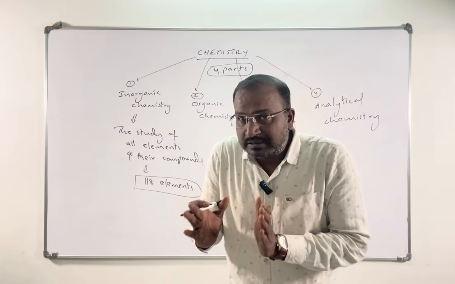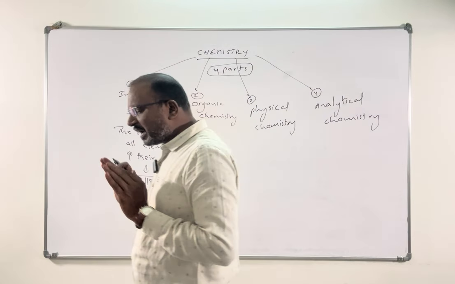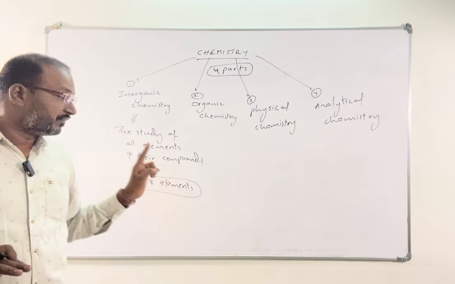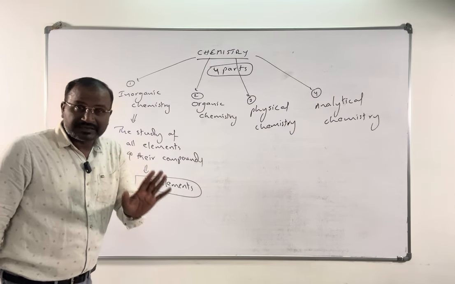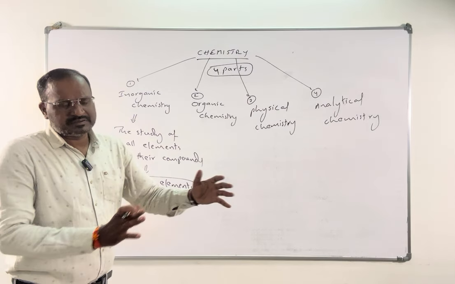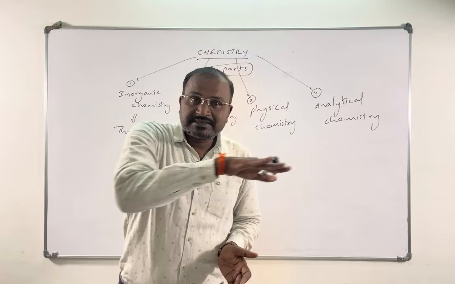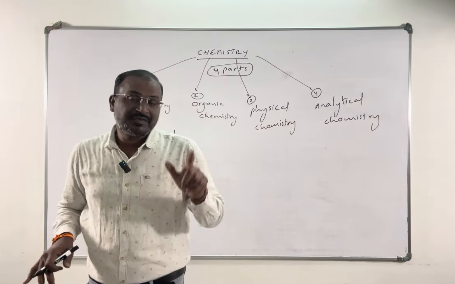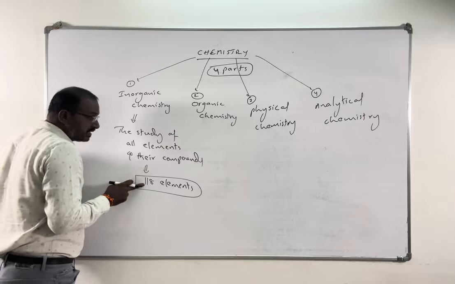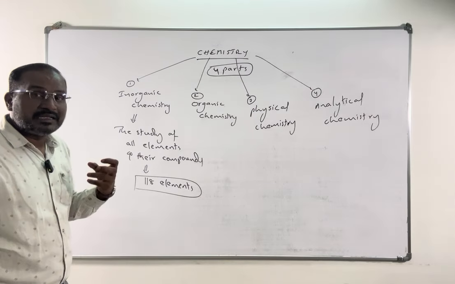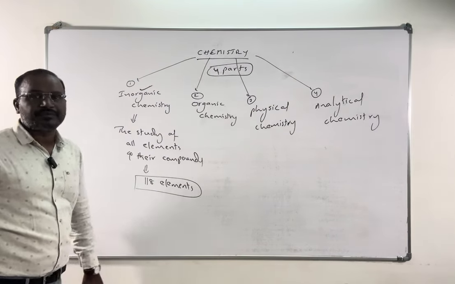So let's stick to the subject. What is required for us in intermediate? That's why I'm discussing only that. 118 elements are there in the modern periodic table in 7 periods and 18 groups, because the modern periodic table has 18 vertical columns as the groups and 7 horizontal rows as the periods. The study of these 118 elements and their compounds comes under inorganic chemistry.